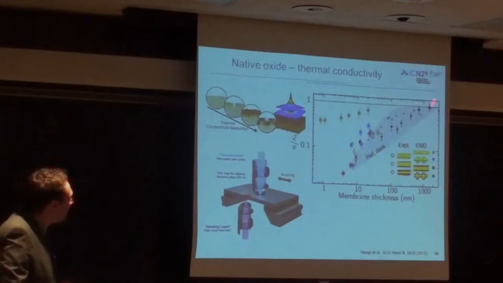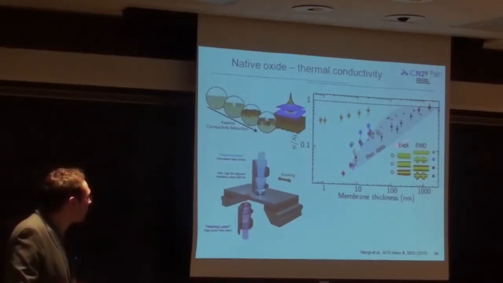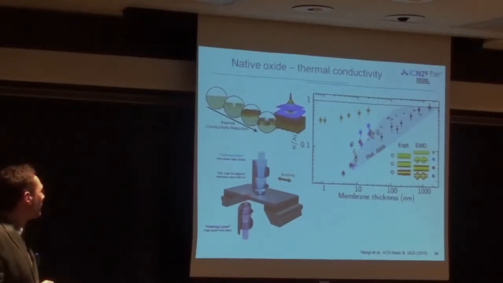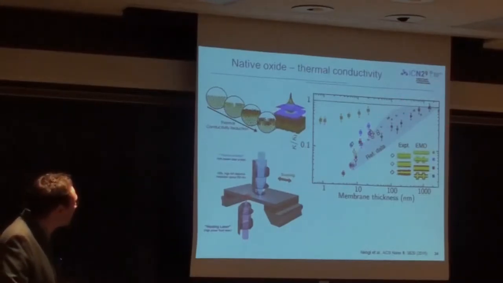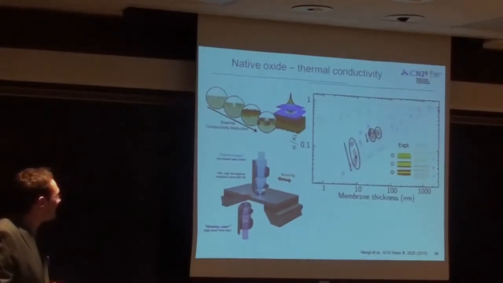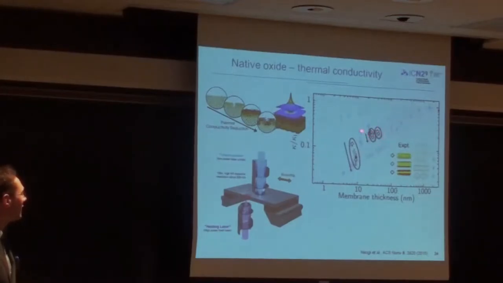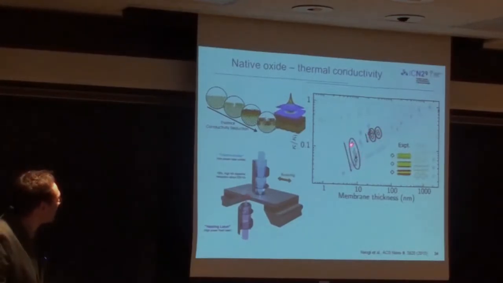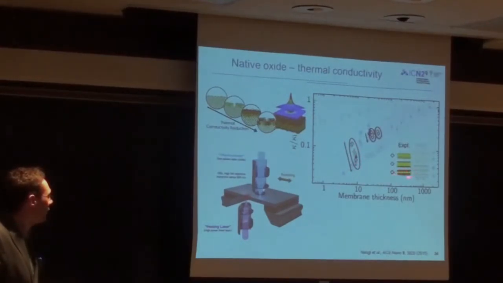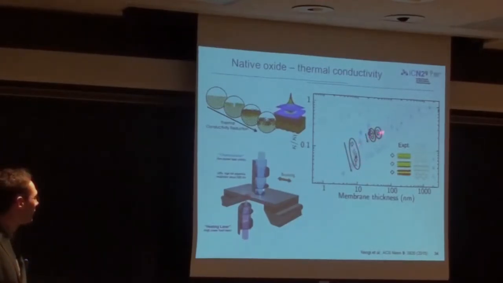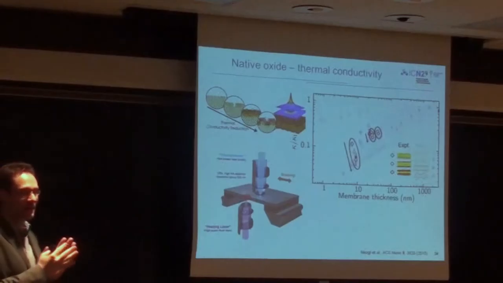Now, we have combined this with MD calculations and also put in some other values that you find from the literature, and I understand this plot is very confusing, so let me just highlight the experimental points from this measurement. And what you can basically see is here, again, without the oxide, partially oxidized, and with a full native oxide, and you see a very strong reduction in thermal conductivity if you have the native oxide for a very thin membrane. However, if you're going to thicker membranes, the effect becomes less and less pronounced.